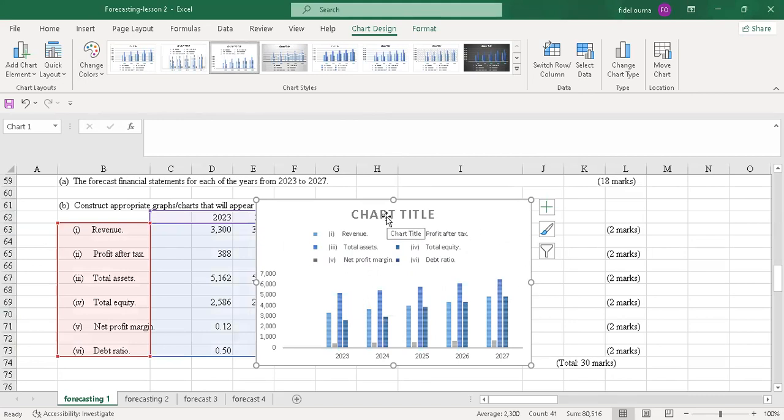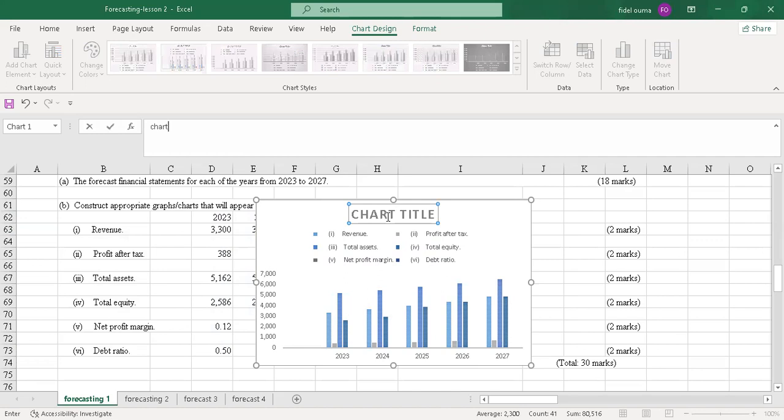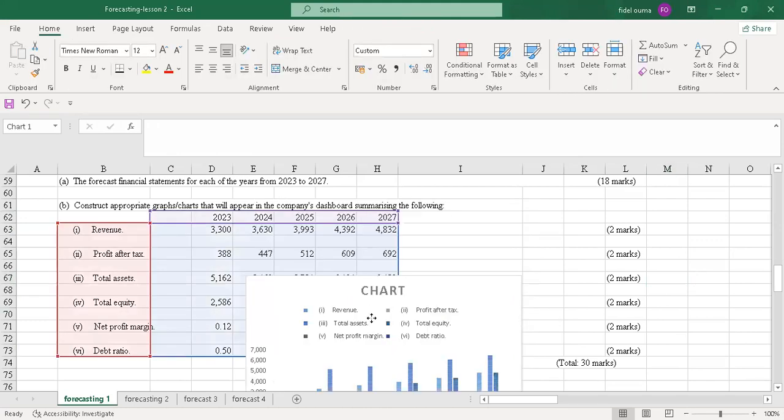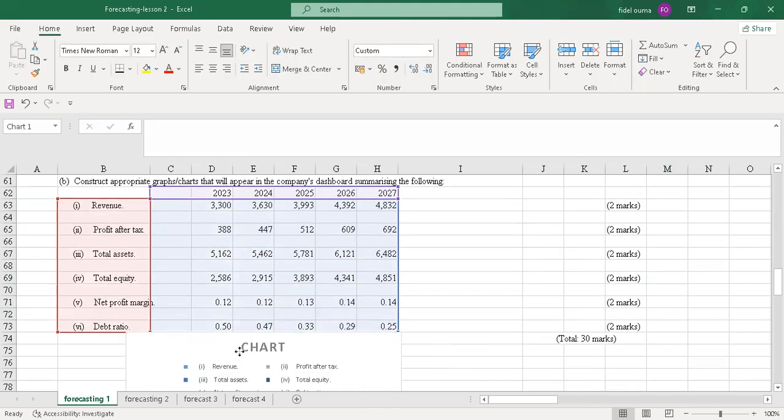Yeah, so for the chart title, you can just say chart. Just say charts because the items are so many. Yeah, it's a chart. So you enter. Yeah, then you just come and drag this down here.